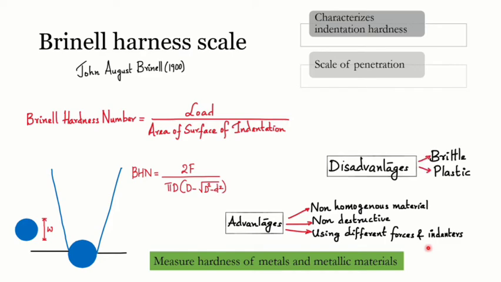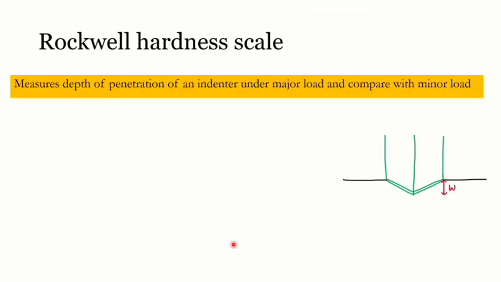Again, you can do it using different force and different indenters. Now, the drawbacks are that brittle and plastic materials cannot be measured using this method. So, the indication is mainly for metal and metallic materials. So, only hard materials can be measured by this particular method.